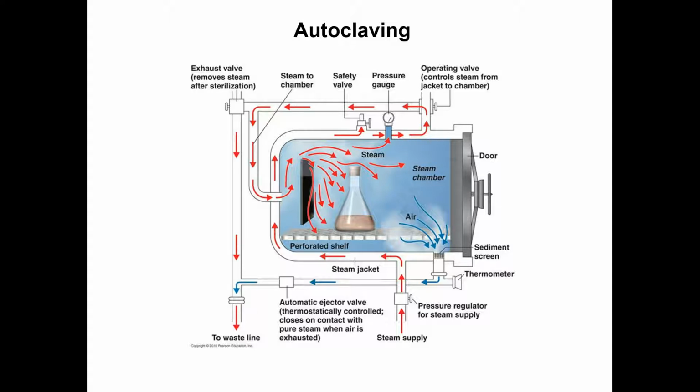Initially, you have this outer jacket that's filled with gas, steam, and what happens is once you shut the door and let it start, you set your parameters. Typically 120 or 121 degrees C, 15 psi, typically for 15 to 30 minutes for autoclaving. You have this steam that comes in along with heat. You have this vacuum that pulls out all the air. So high temperature, high pressure for a long duration of time.